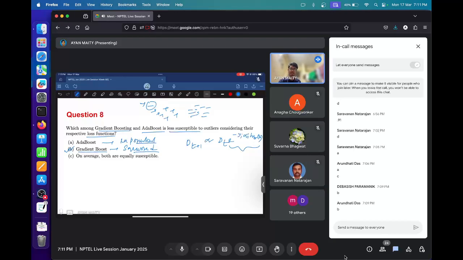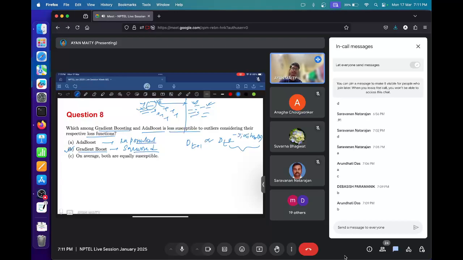So the exponential error for the noise points becomes very high because the noise points are very far away from the actual points. These are the negative points, but the noise negative point is situated here. So for this straight line, this error value is much higher. So in case of exponential error, the error value for the noise points becomes very high.